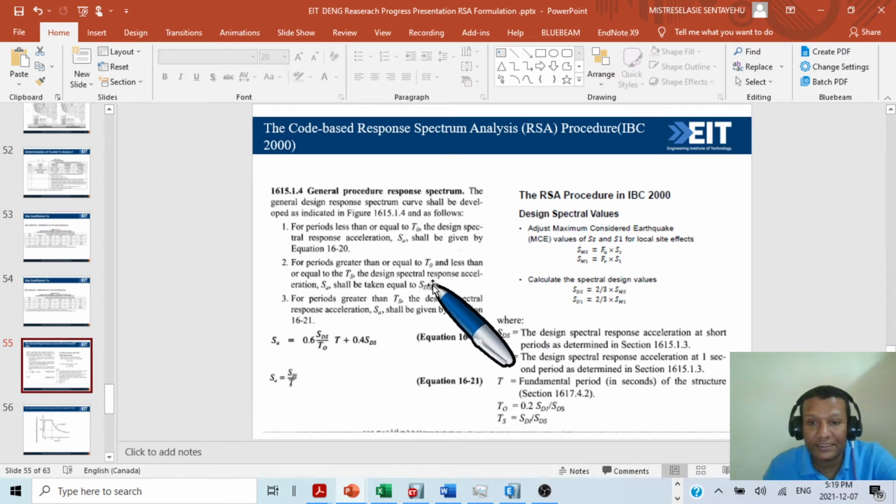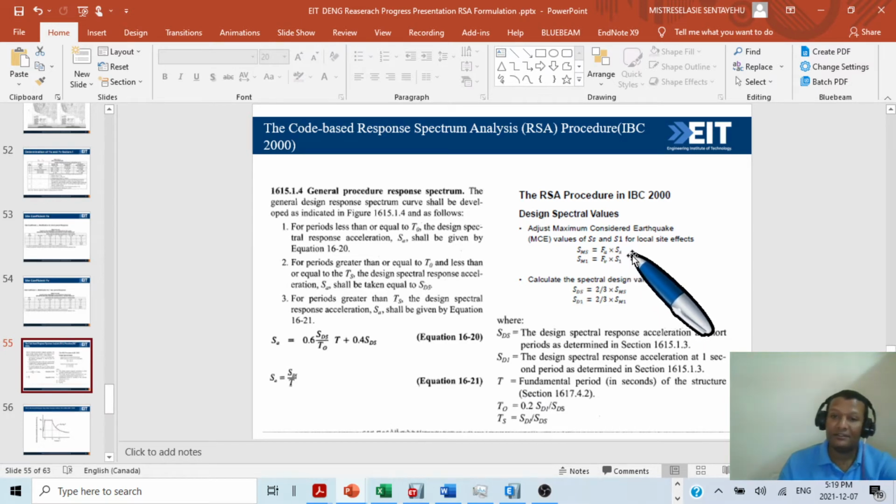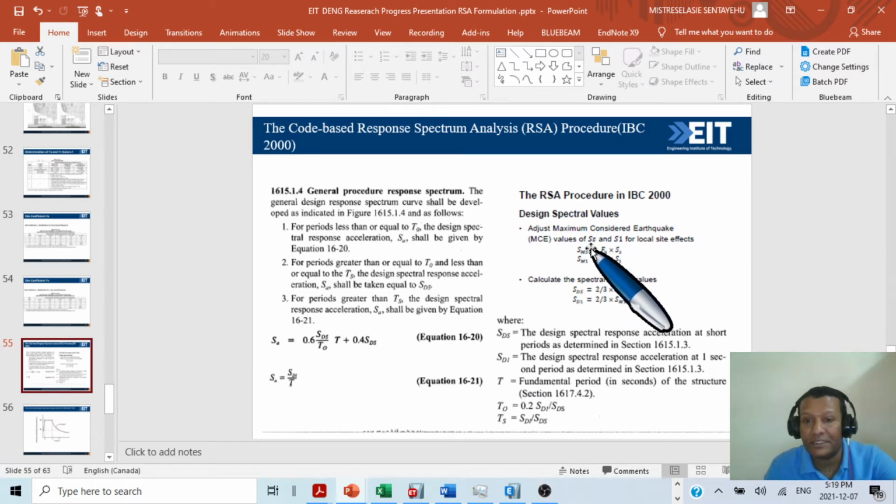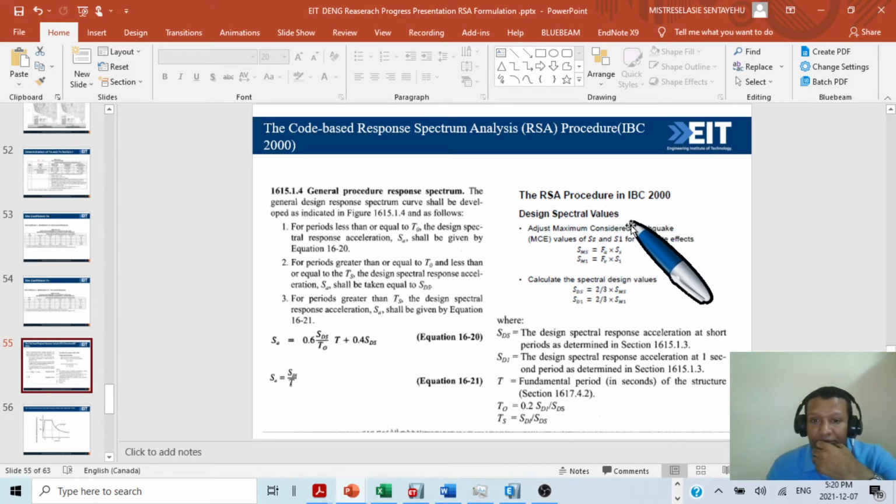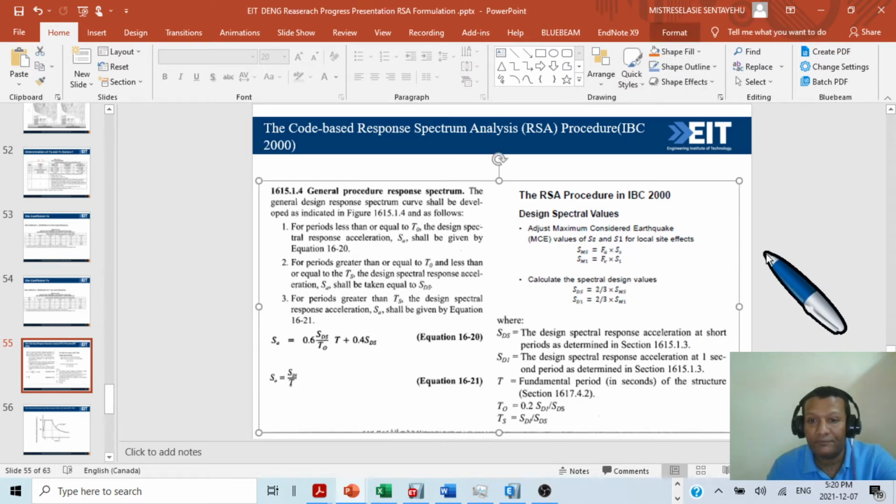Then once you know Ss and S1, then you know Fv, Fa and Fb, then you will find SMS and SM1. This is the design spectral value for IBC 2000. This is the MC level, the maximum considered earthquake level. This one is for the design level. As I told you, 2/3 of the MC level will be the design level.